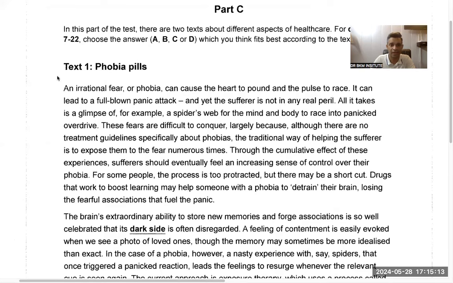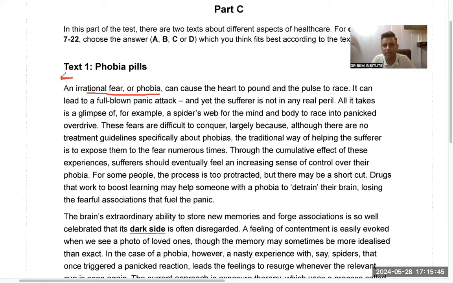Okay, let's see. Again, never forget your keywords of the question. An irrational fear or phobia can cause the heart to pound, pulse to race. If we are fearful, heart races and pulse pounds. It can lead to a full-blown panic attack, and yet the sufferer is not in real peril. Real peril means the sufferer is not in real danger, but has irrational fear or phobia. Phobia means that you are phobic to something. It does not exist, but you are phobic. So it is not real.